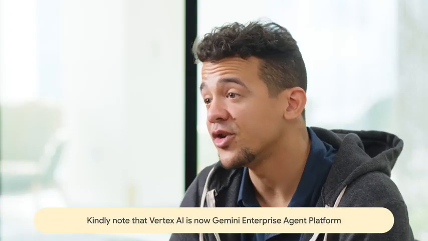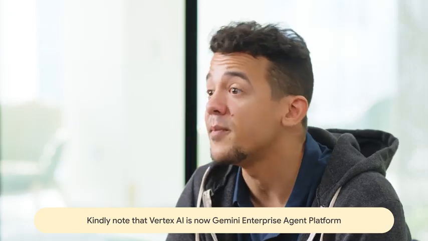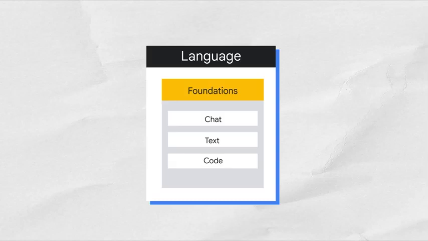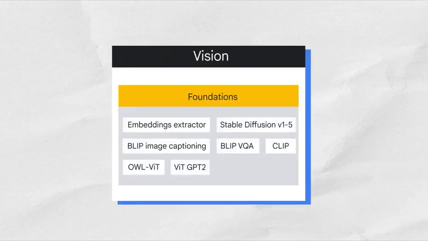If you're looking for foundation models, Vertex AI offers a model garden that includes foundation models. The language foundation models include chat, text, and code. The vision foundation models include stable diffusion, which have been shown to be effective at generating high-quality images from text descriptions.